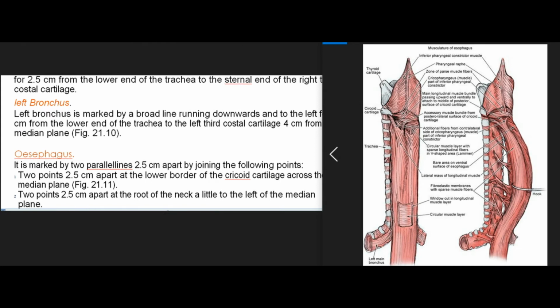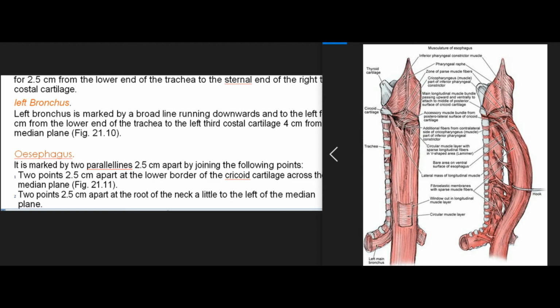Left bronchus. Left bronchus is marked by a broad line running downwards and to the left for 5 cm from the lower end of the trachea to the left third costal cartilage, 4 cm from the median plane, Fig 21.10.